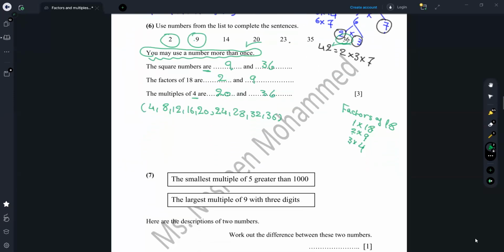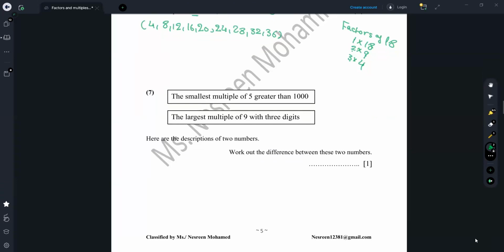Now we will go to number 7. The smallest multiple of 5 greater than 1000. The largest multiple of 9 with 3 digits. Here are the descriptions of 2 numbers.